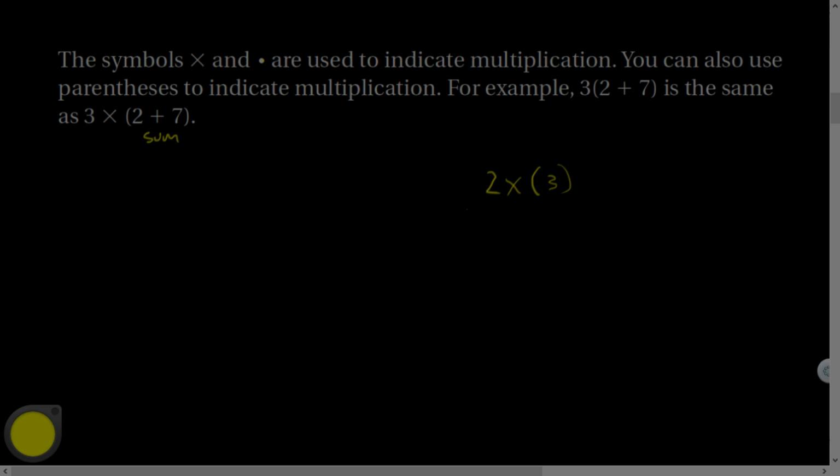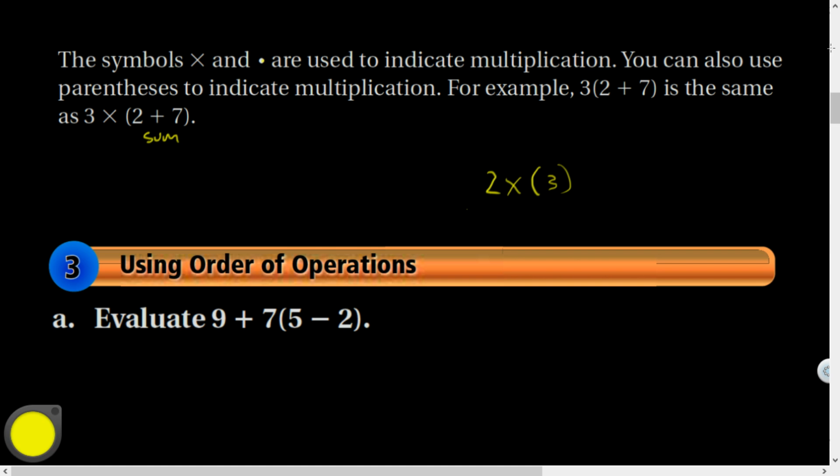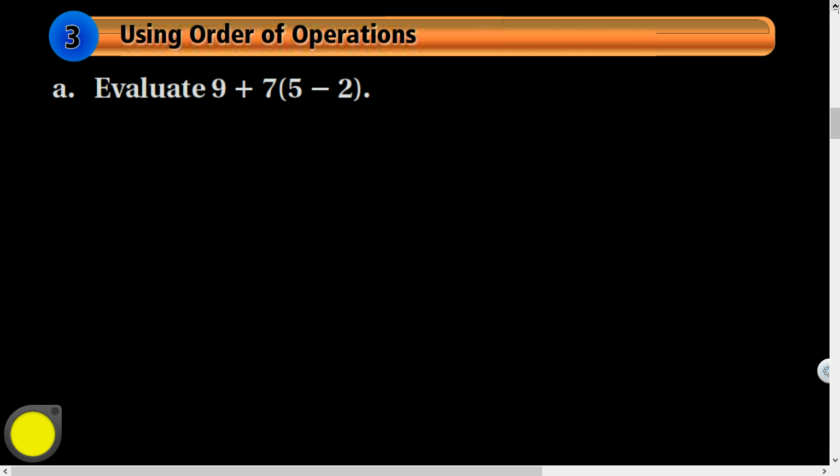Actually, let me just get part A in there first. A. All right. Could someone name the operations that are present in this? Addition, subtraction, and where's the multiplication? Yeah, there's a little multiplication happening there. Okay. So according to order of operations, Jimmy, what do you think I should do first? We got parentheses. Yeah, so let's target that.